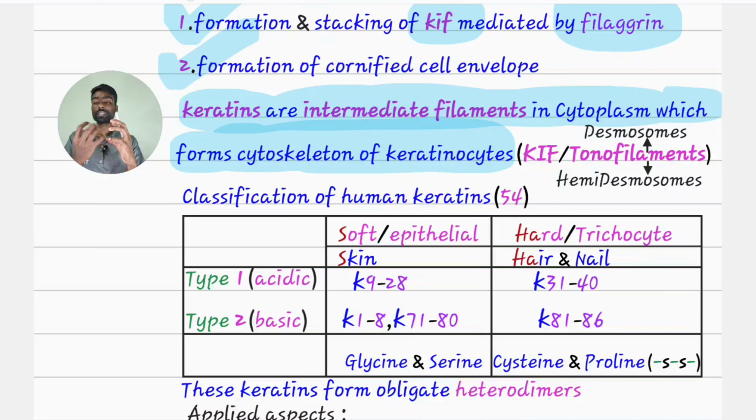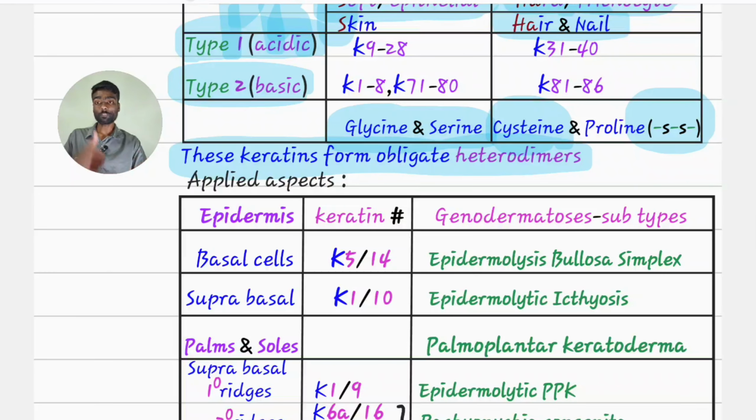Hard or trichocyte keratin found in hair and nail mainly contains cysteine and proline, which is rich in sulfur and disulfide bonds, which provide mechanical resilience to the hair and nails. These keratins form obligate heterodimers. That means one acidic keratin monomer binds to a basic keratin monomer, forming a heterodimer only, ultimately leading to a filament.